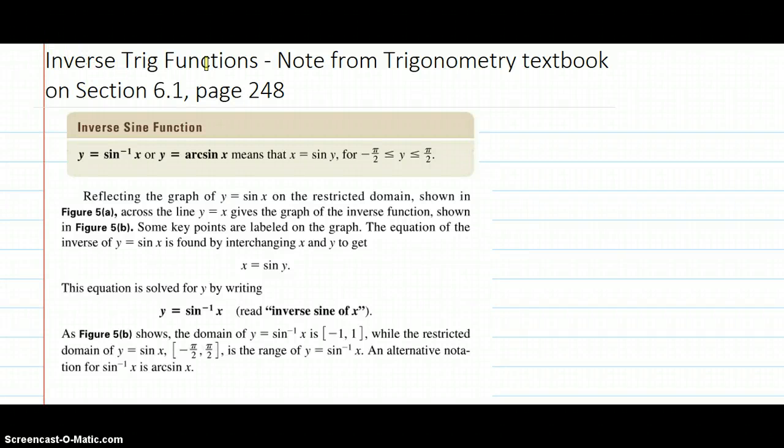We're going to talk about inverse trig functions. I'm just going to look at the notes from our textbook, starting on page 248 from section 6.1.